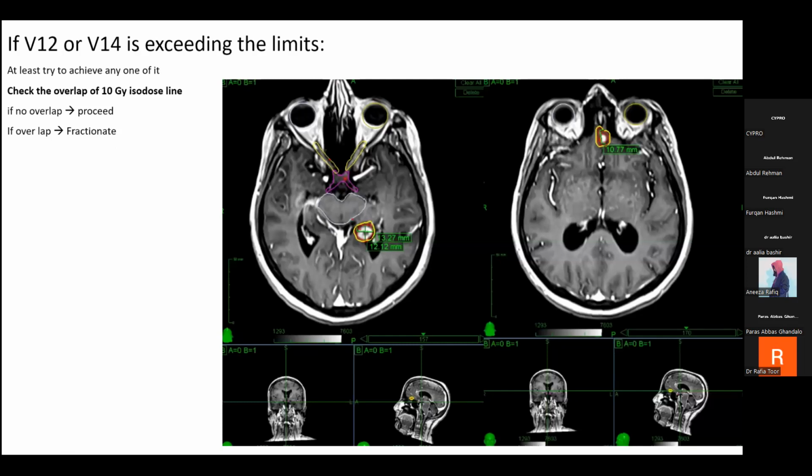So in this example, you can see this patient is having multiple metastases and his V12 may not be achieved, just for example. So in case it is going above, we see how far the lesions are and whether the low dose isodoses, like the 10 gray isodose, are overlapping or not. If they are not overlapping, we are safe to go even if the V12 is exceeding.